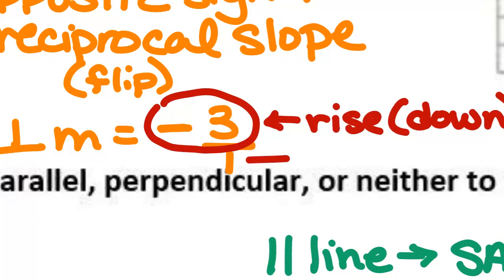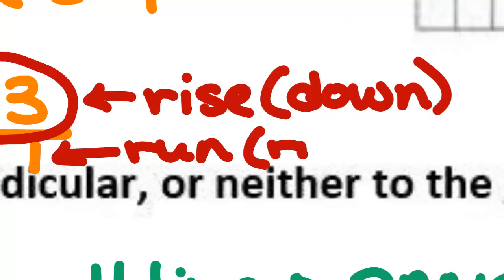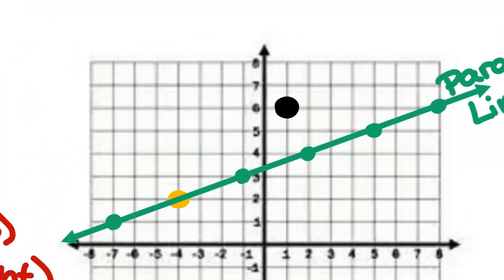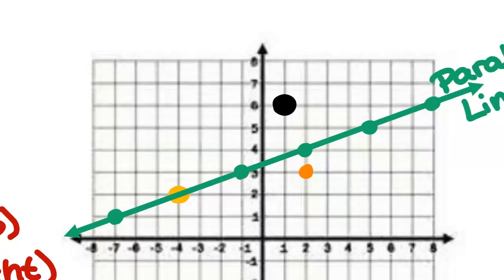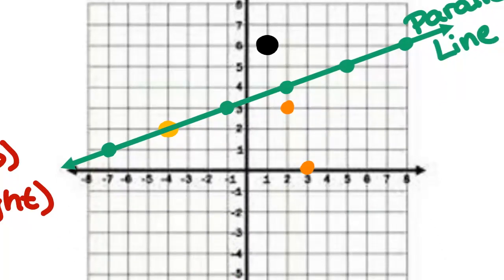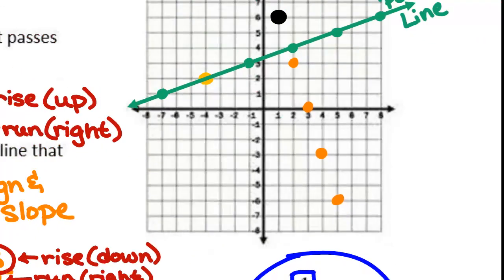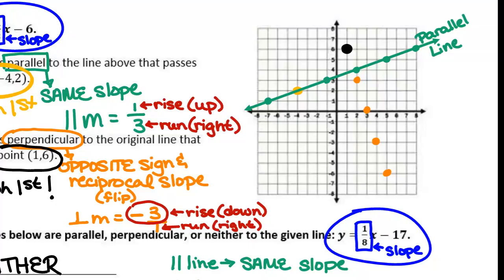But then my run, my 1 down here, is still a positive, so I'm going to run to the right. So we go down 3 and right 1 and put down a point. Down 3 and right 1, down 3 and right 1, down 3 and right 1. I can't go any further down because I can't go down 3 without running off my graph.